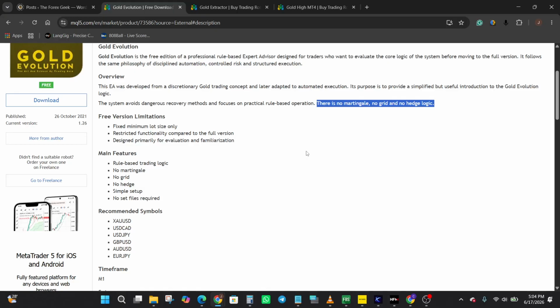The free version does come with some limitations though. It operates with a fixed minimum lot size, or includes restricted functionality compared to the paid version, and is intended primarily for evaluation and familiarization rather than providing the complete feature set available in the professional edition.